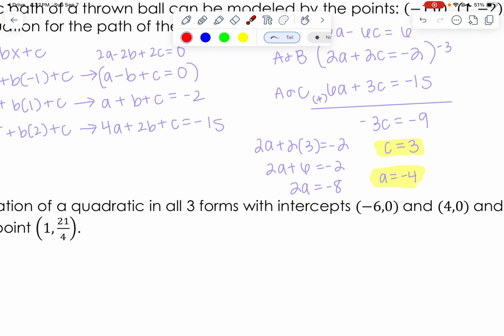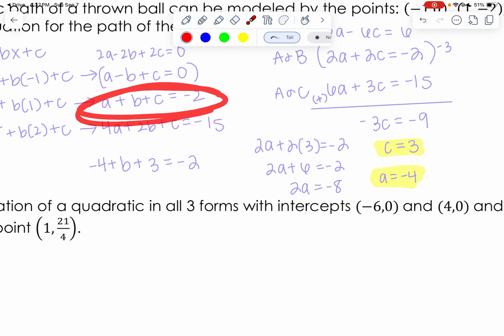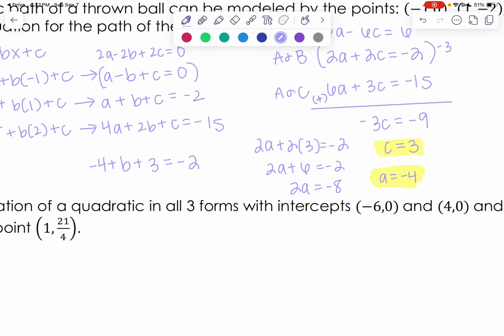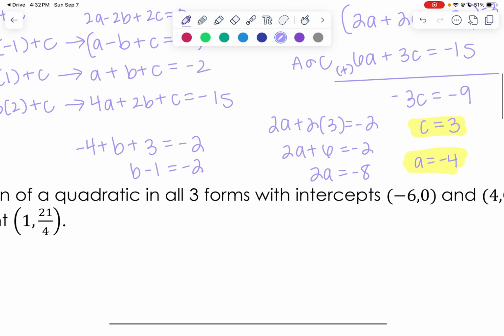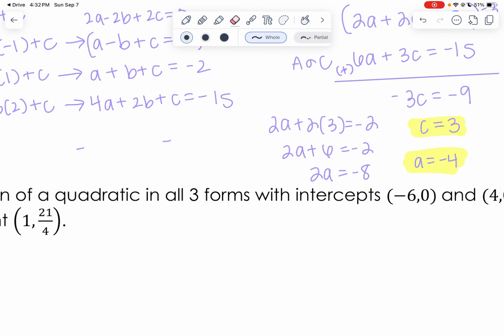So back over here, I'm just going to plug into this one, a plus b plus c. So that would be negative 4 plus, I don't know what b is, plus I found out that c was 3 equals negative 2 because I plugged into this middle one right here. Okay, so that would be b minus 1 equals negative 2, and then subtract the 1, and then I get b equals, I messed up real quick.